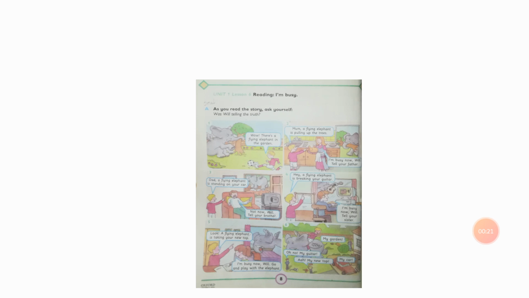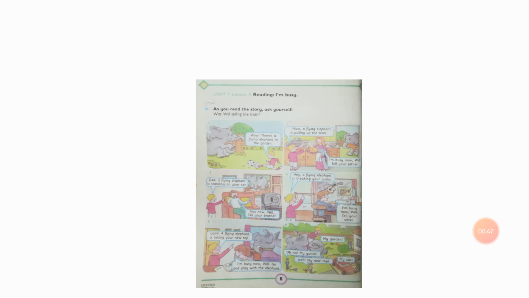You can see the flying elephant in the story. Wolf, there is a flying elephant in the garden. This is a picture of Will. Number 2, Mom, a flying elephant is pulling up the tree. You can see. I am busy now. Tell your father. Number 3, Dad, a flying elephant is standing on your car. Not now. Will tell your brother. Number 4, a flying elephant is breaking your guitar.